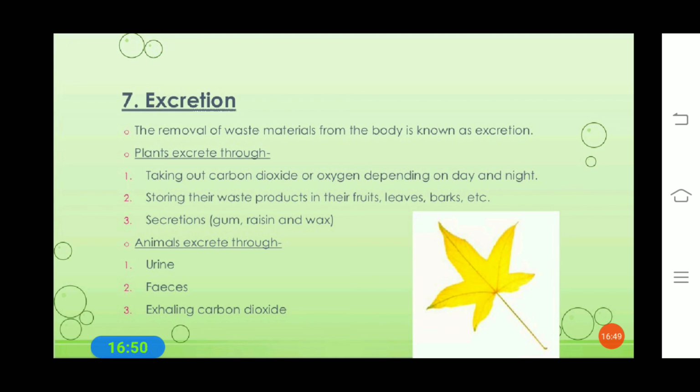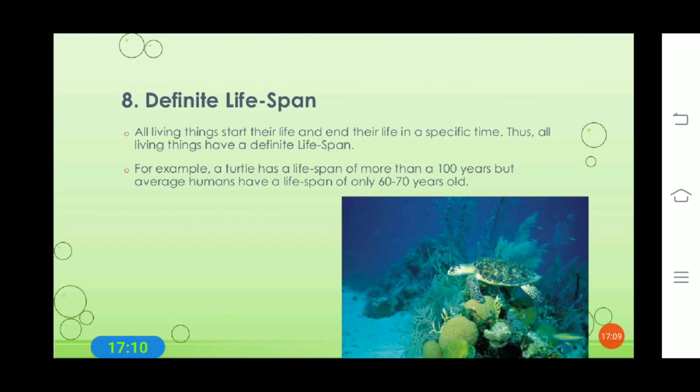So in plants, how do they excrete? They excrete by taking out carbon dioxide and oxygen depending on day and night, and by storing their waste products in their fruits, leaves, and barks, and secretions like gums, resin, and wax. Animals excrete, as you can see, through urine, feces, and exhaling carbon dioxide.